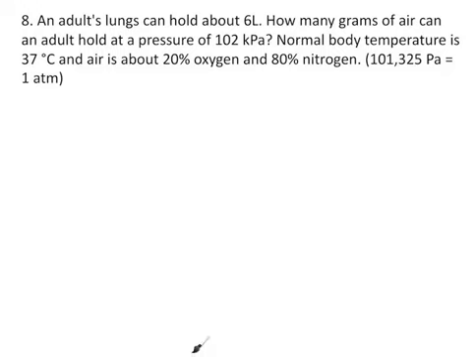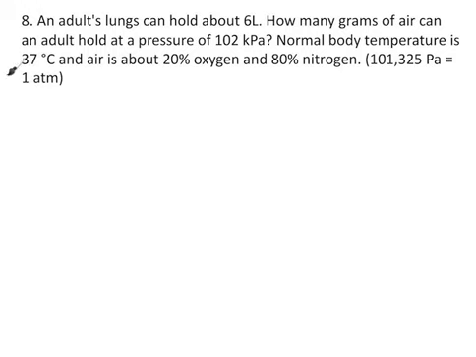Question number 8. An adult's lungs can hold about 6 liters. How many grams of air can an adult hold at a pressure of 102 kilopascals? Normal body temperature is 37 degrees Celsius, and air is about 20% oxygen and 80% nitrogen. Okay, so we're going to have to actually do several conversions here.